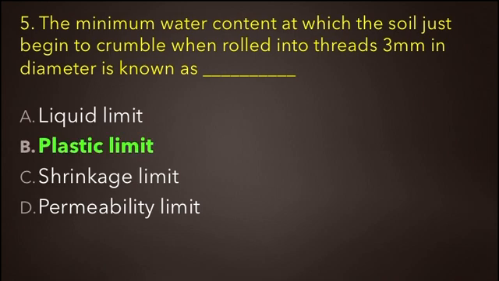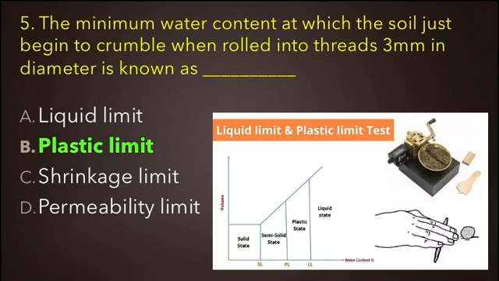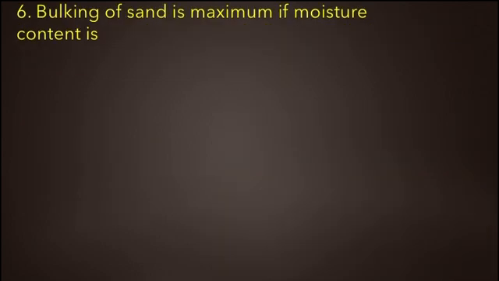The liquid limit is the water content where the soil starts to behave as a liquid. The shrinkage limit is the water content at which the soil changes from semi-solid to a solid state. It is less frequently used compared with the liquid and plastic limits. You can see how it is rolled in the picture. Let us see question number 6.